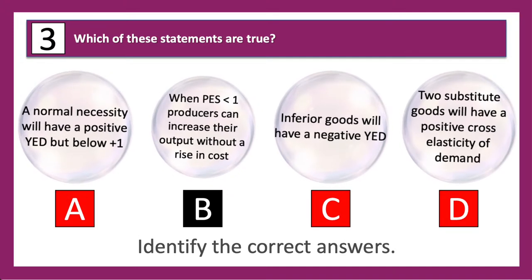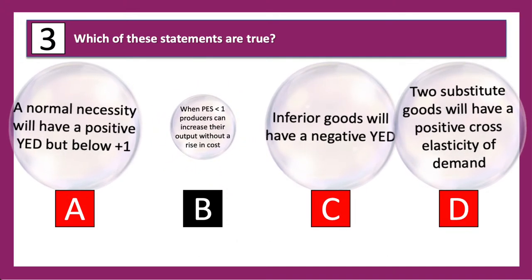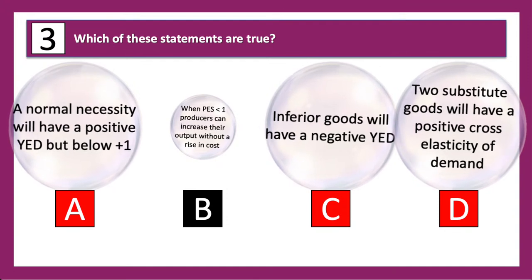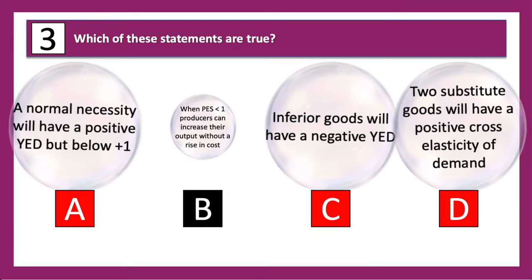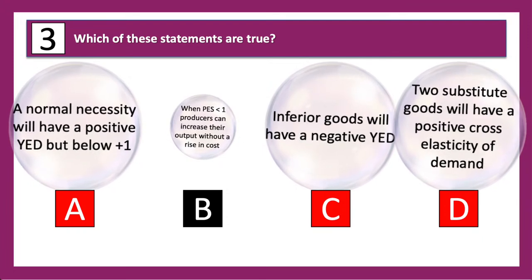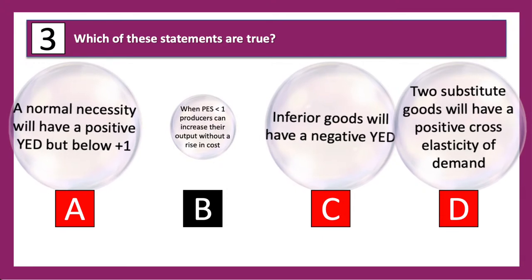Well, let's have a look at the answers. And the answer is A, C, and D. A lot of people said C and D. Well done on that. It's also A. Normal necessity is a product with a low but positive income elasticity of demand. You tend to buy a little bit more when your income goes up, but not a lot more.